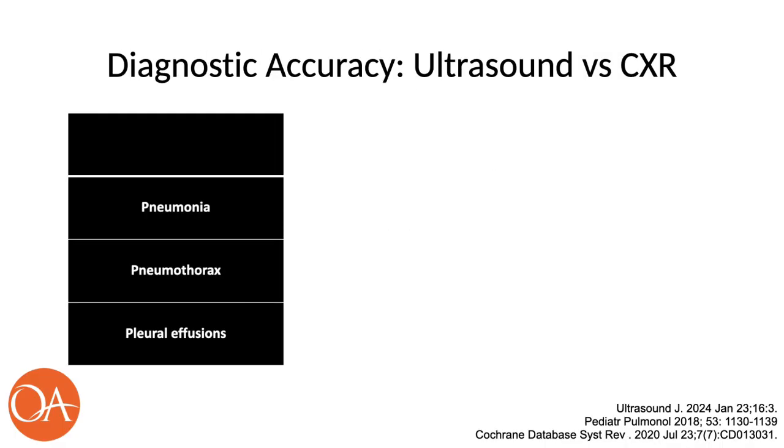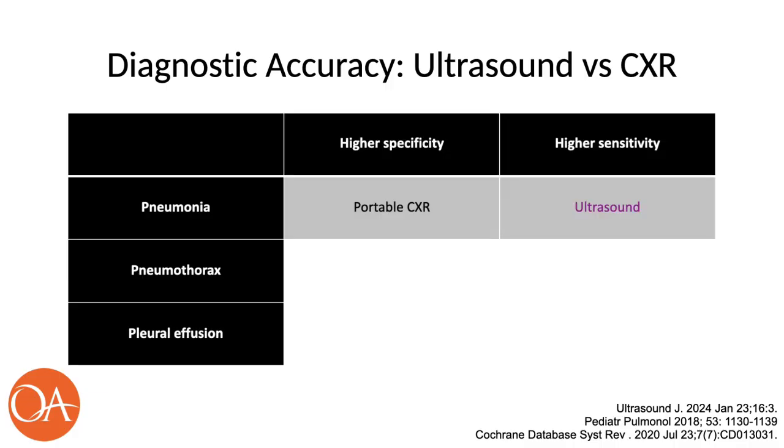Lung ultrasound and portable chest X-ray each have distinctly different diagnostic accuracy for detection of several important intrathoracic conditions. When it comes to pneumonia, a portable chest X-ray has slightly higher specificity, 98% versus 95% for ultrasound, but ultrasound has higher sensitivity, 95% versus 87% for chest X-ray. Stated another way, a portable chest X-ray will miss something like 13% of pneumonias, and the majority of these missed pneumonias are detectable with lung ultrasound.